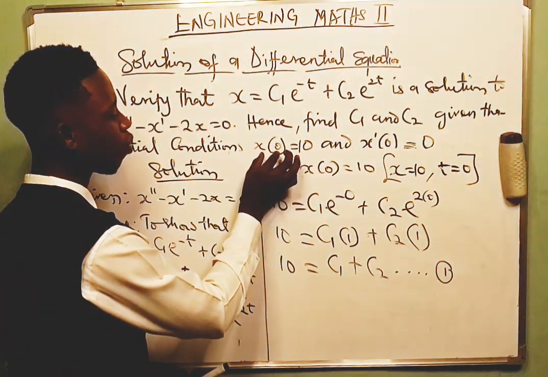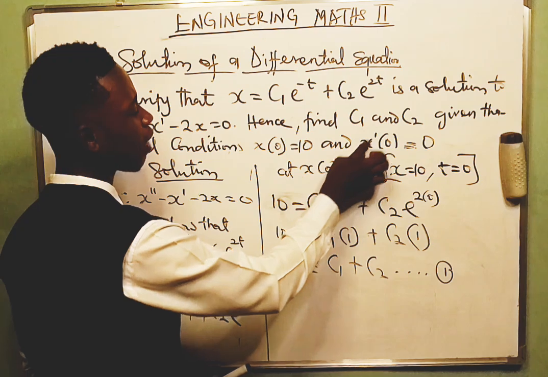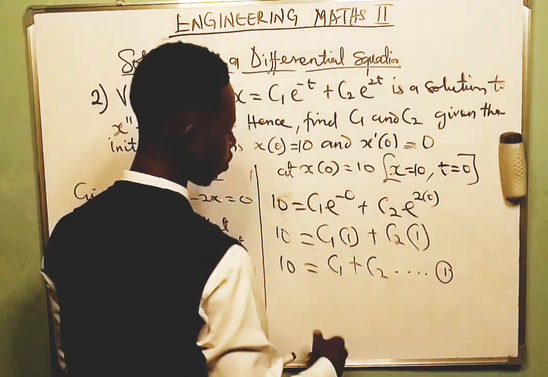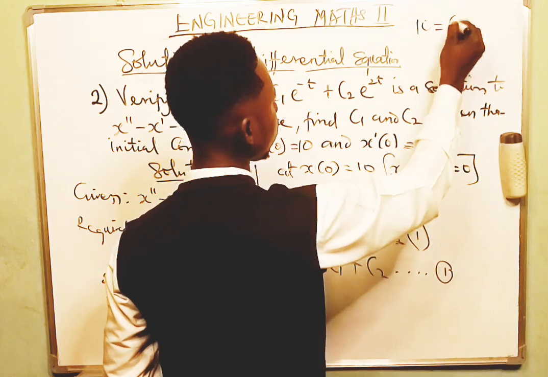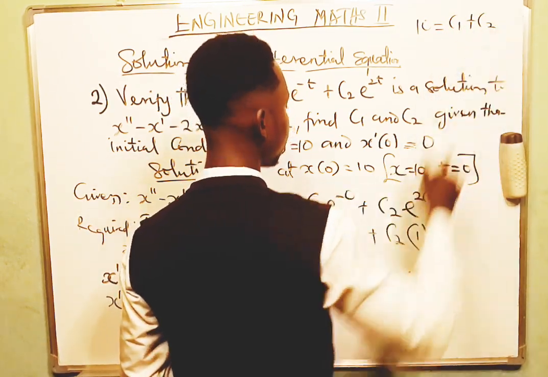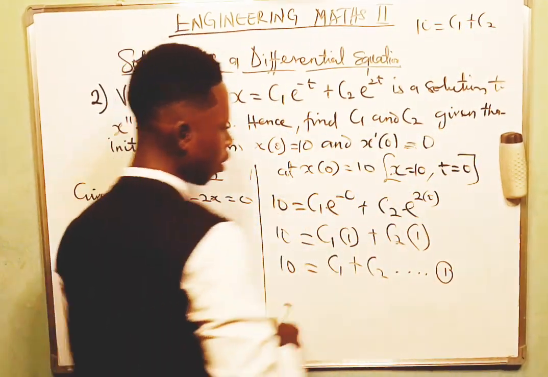x of 0 equal to 10, and x prime of 0 equal to what? Permit me to write this somewhere so that I can clean. 10 equals C1 plus C2. Equation 1.